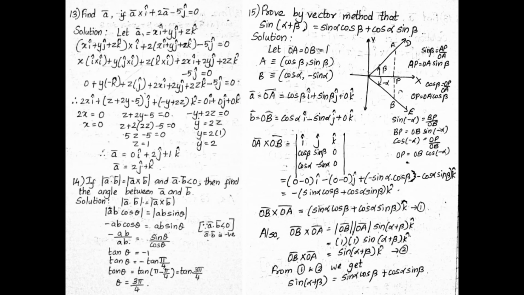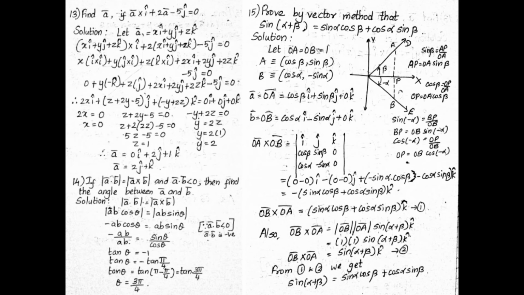Now, the 13th problem: find a vector a, if a cross (i + 2a vector - 5j) is equal to 0. We have to find the a vector here. The relation between a vector and i, j, k is given.